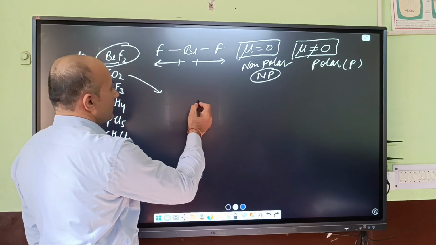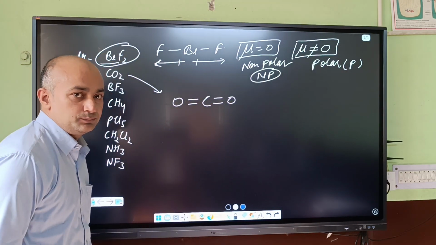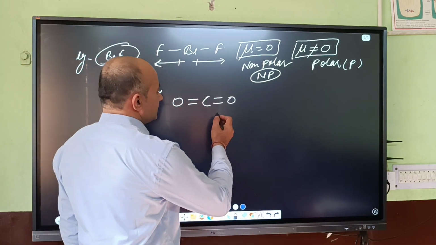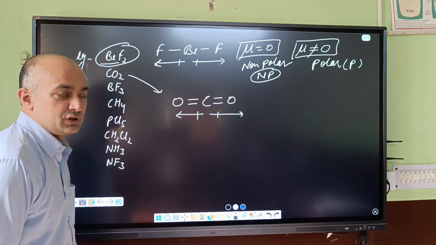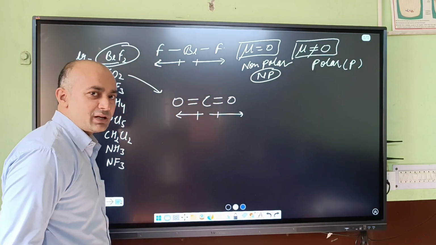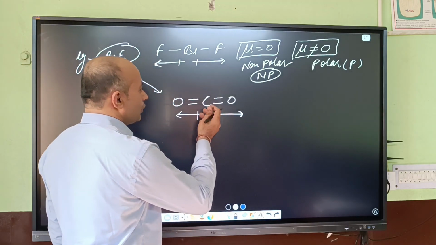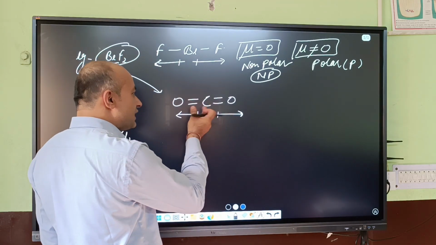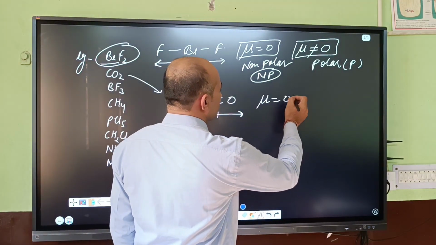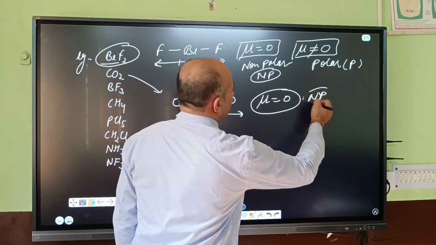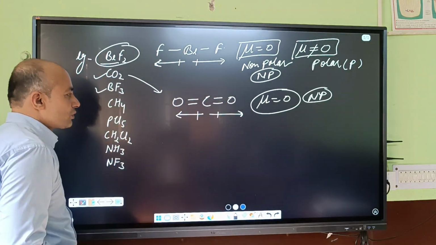Next example, carbon dioxide. Draw the Lewis structure of carbon dioxide and also show the direction of the dipoles. In this molecule, oxygen is more electronegative than carbon. That's why the bond dipoles are in opposite directions with equal magnitude, so they cancel each other, and the total dipole moment will be 0. The molecule is said to be non-polar, right? So CO2 is also non-polar.